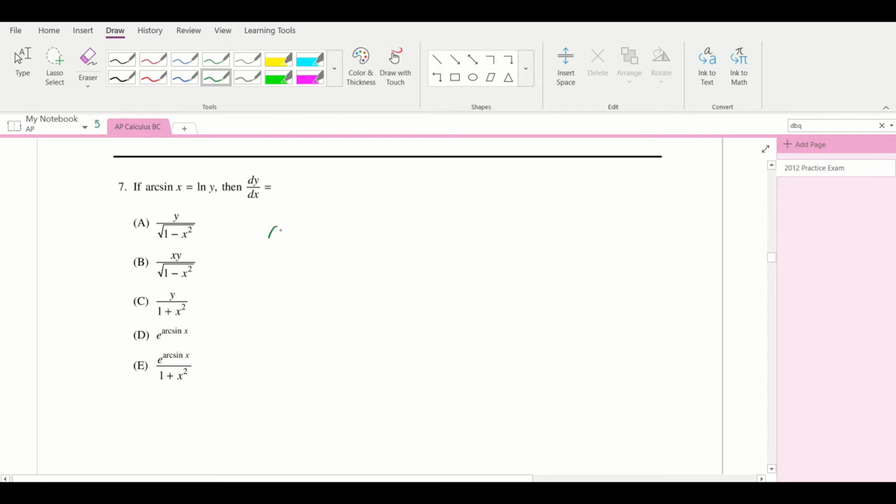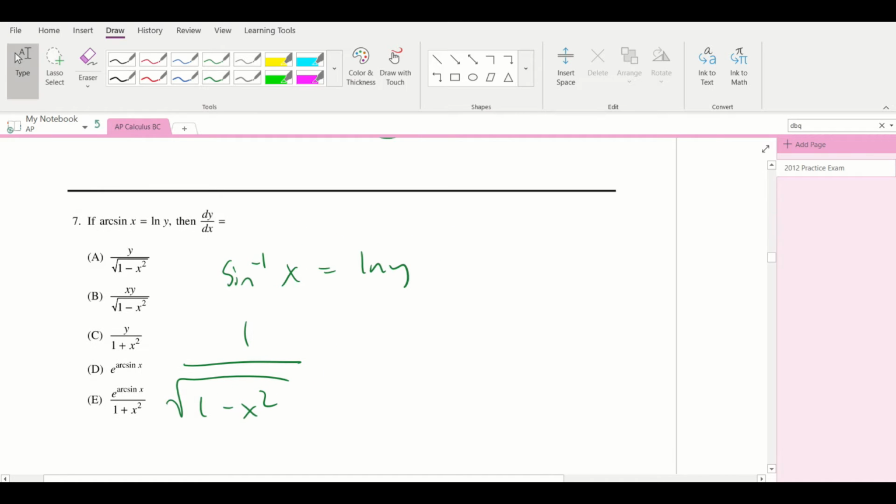Alright, so you have the inverse sine of x equals the natural log of y. So you can just take the derivative. The derivative of the inverse sine of x, I believe, is 1 over the square root of 1 minus x squared. But if you don't know, you can just draw it out.